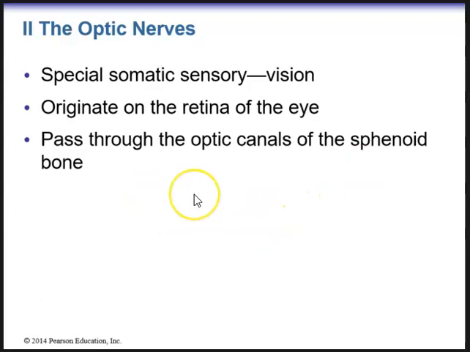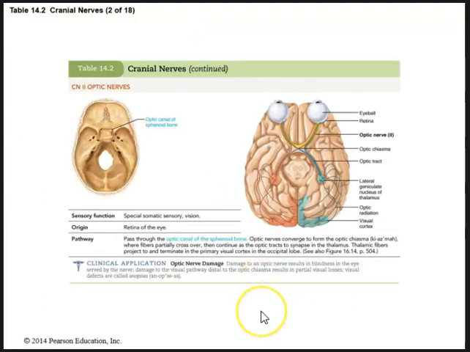It will then cross over at the optic chiasm and then continue along the optic tract towards the occipital lobe, where we have our primary visual cortex. So again, here we see the eyeballs, and each optic nerve will then cross over at the optic chiasm, and then the stimulus will travel along the optic tract, and then we have our stimulus going towards the occipital lobe, okay, towards the visual cortex.